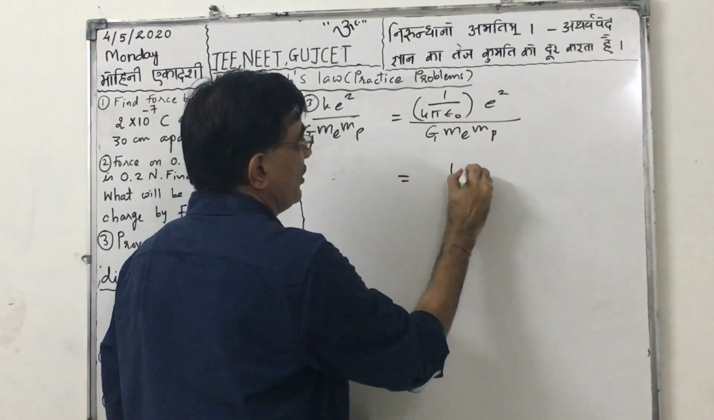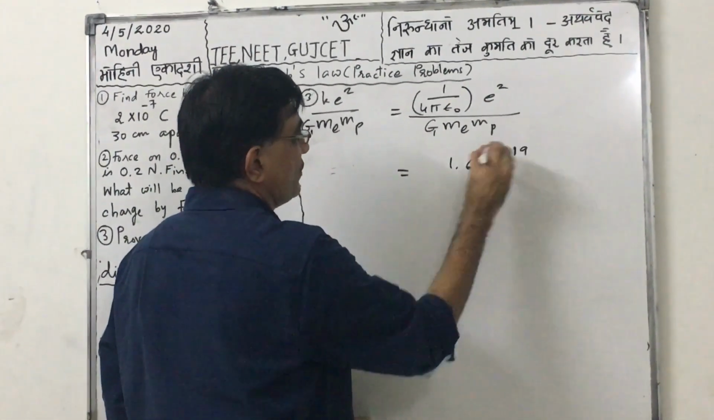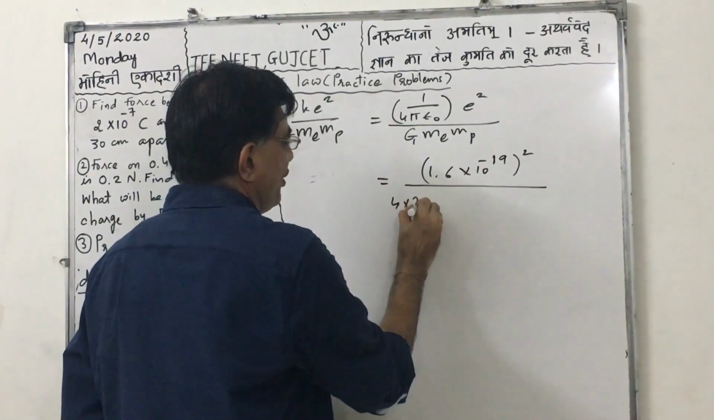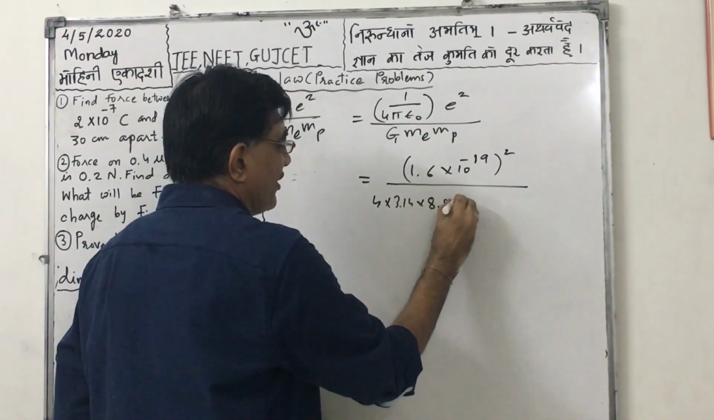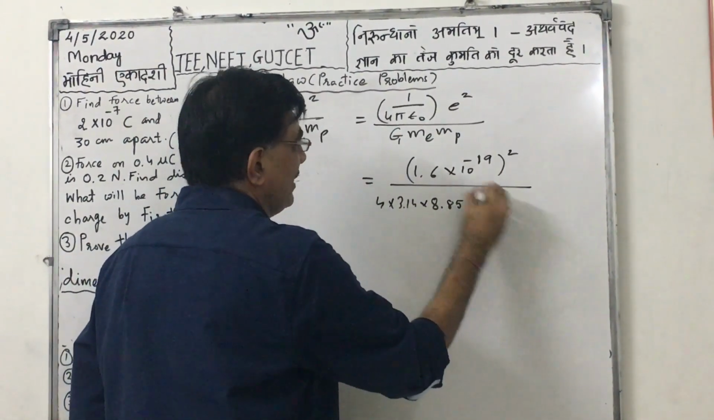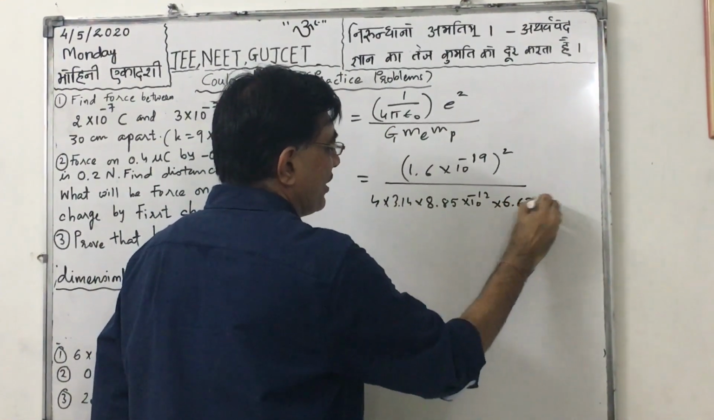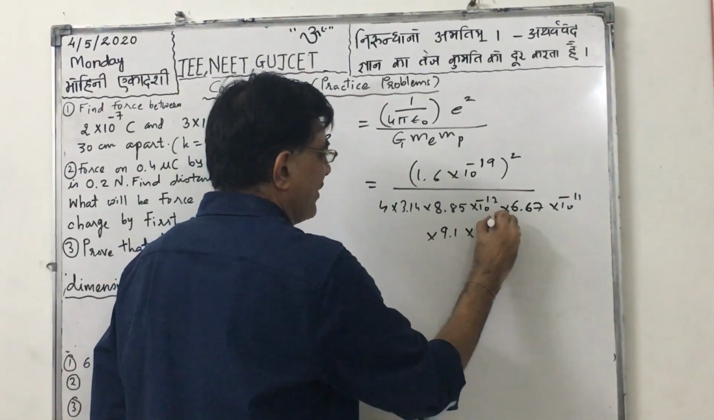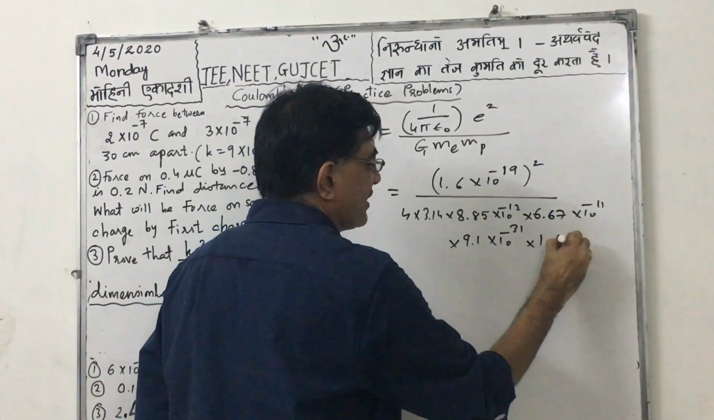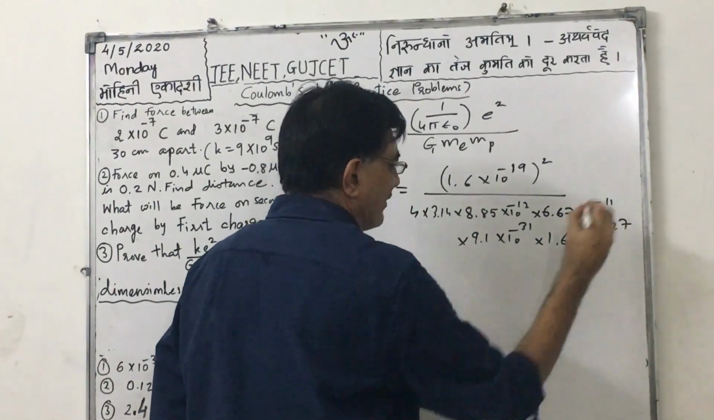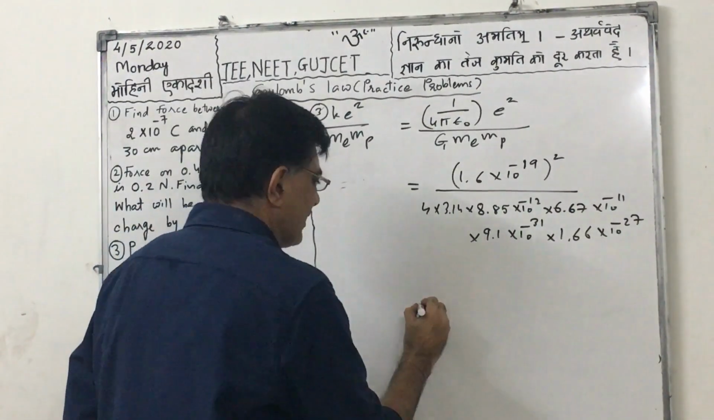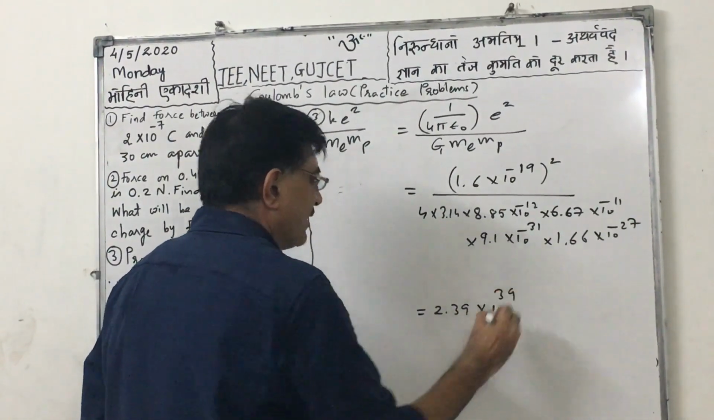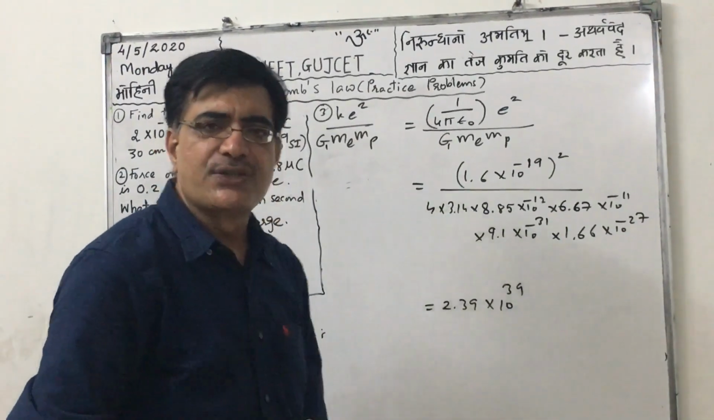So E square is 1.6 into 10 raised to minus 19 square, divided by 4 into 3.14 into epsilon naught, which is 8.85 into 10 raised to minus 12. G is 6.67 into 10 raised to minus 11. ME is 9.1 into 10 raised to minus 31. MP is 1.66 into 10 raised to minus 27. So if you put all the values, you will get nearly 2.39 into 10 raised to 39. As it is a ratio of forces, it is unitless.